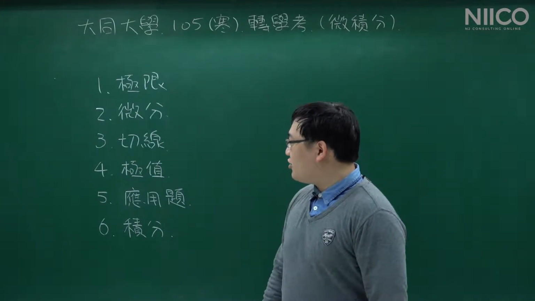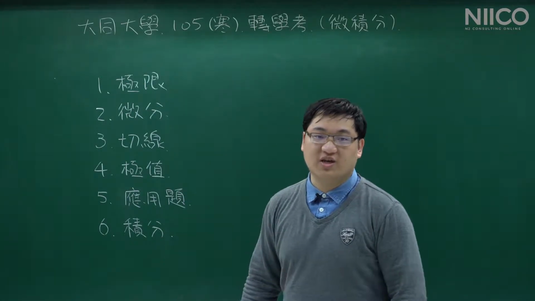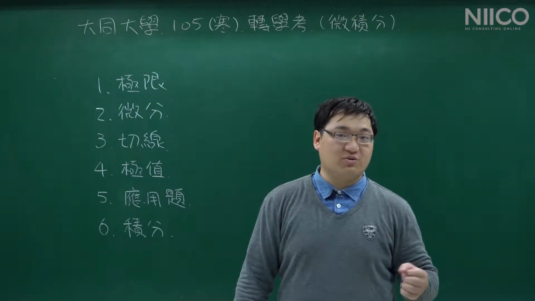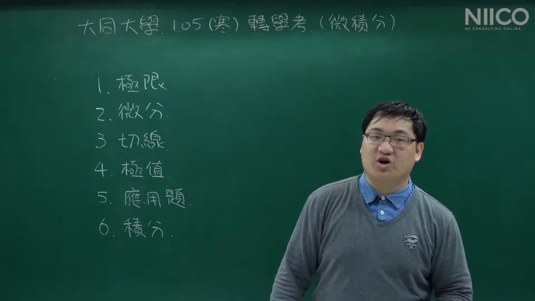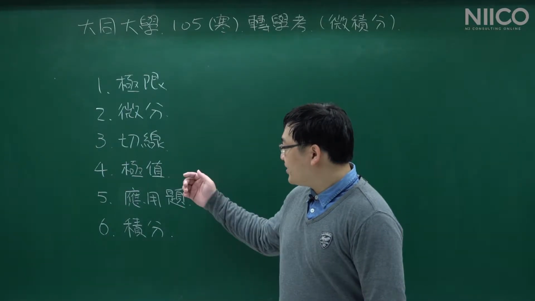Now, as for the third problem, it is a tangent line of a curve at a certain point. And this is very simple. You only need to find out the derivative of that function or the derivative of that curve, and then just apply the values of that point into this expression of that derivative.